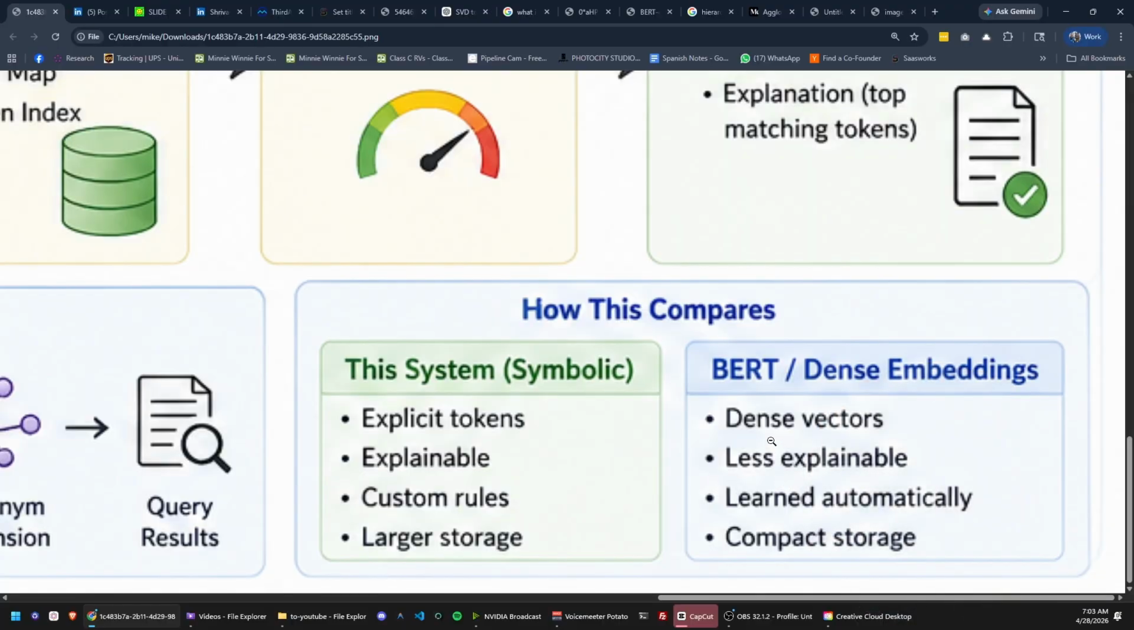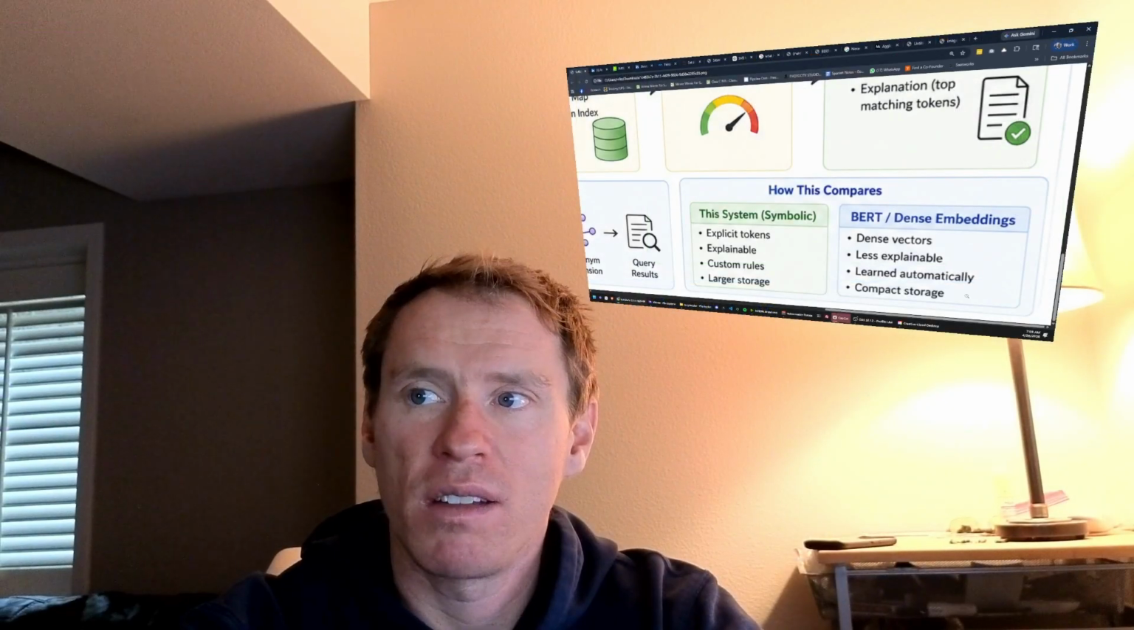And so it's this idea of how does this compare to dense embeddings? And it's saying here it's learned automatically, versus this is, I don't even think this is heuristics, but yeah, this is much larger storage versus this is compact. That is kind of the main trade-off of this.